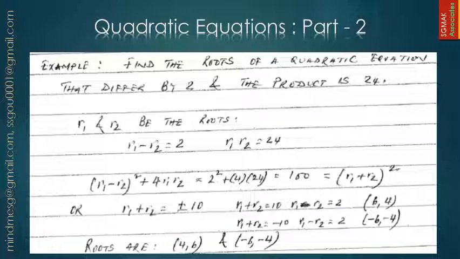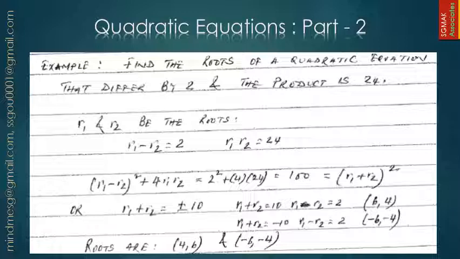It says find the roots of a quadratic equation. Roots that differ by 2 and the product is 24. So let's say the roots are R1 and R2, and arbitrarily I'm saying R1 is the larger one. The difference is 2, R1 minus R2 is 2, and the product is 24. So two equations, two unknowns given, you have to find the values of R1 and R2. So in this case, we are solving for R1 and R2.